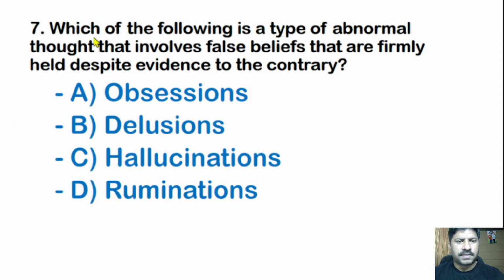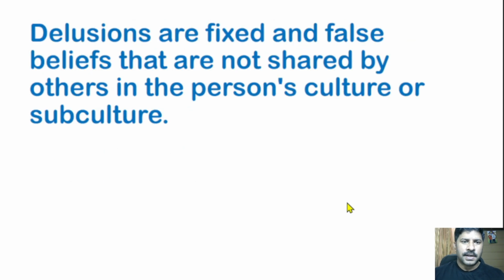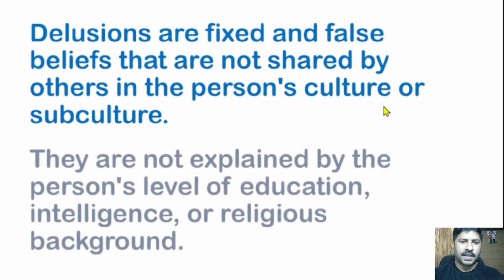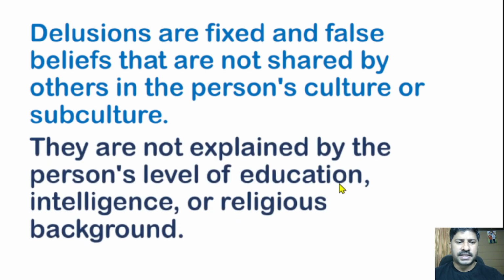Which of the following is a type of abnormal thought that involves false beliefs that are firmly held despite evidence to the contrary? Obsessions, delusions, hallucinations, ruminations. Here the correct answer is delusions, false fixed beliefs. That is the simplest definition of delusions. We cannot change a delusion easily, so it will be fixed in his mind. Delusions are fixed and false beliefs that are not shared by others in the person's culture or subcultures. They are not explained by the person's level of education, intelligence, or religious background.